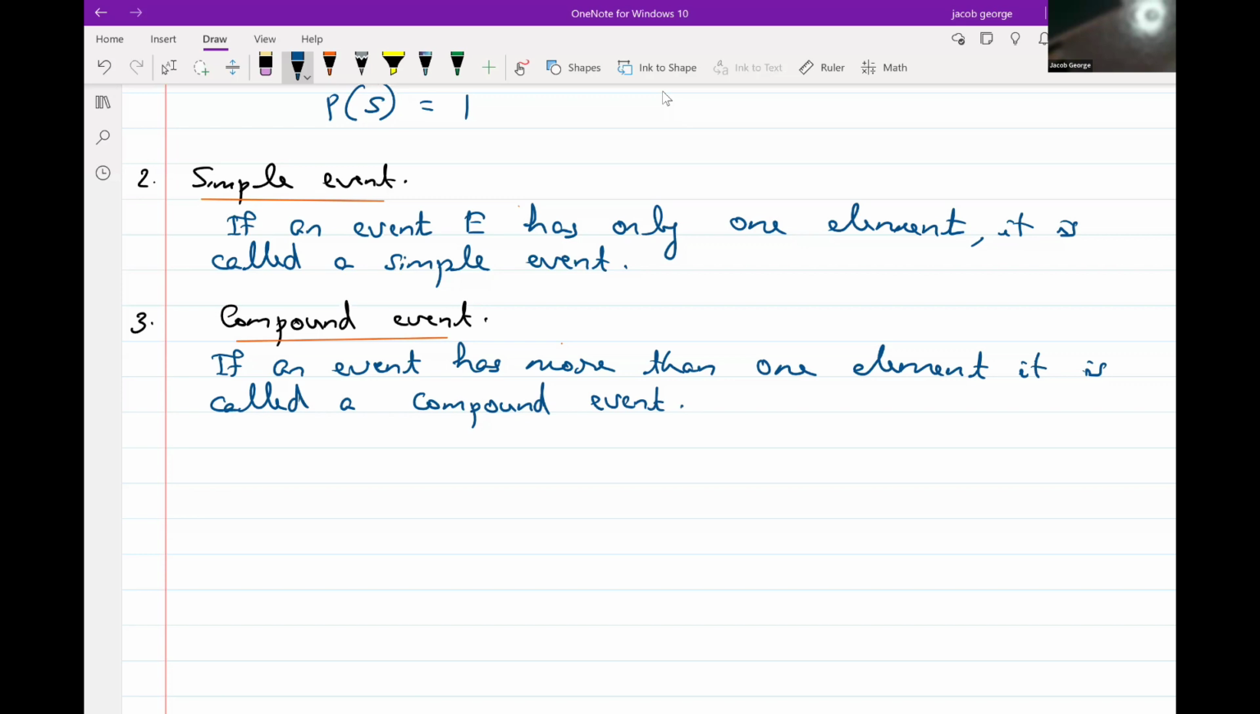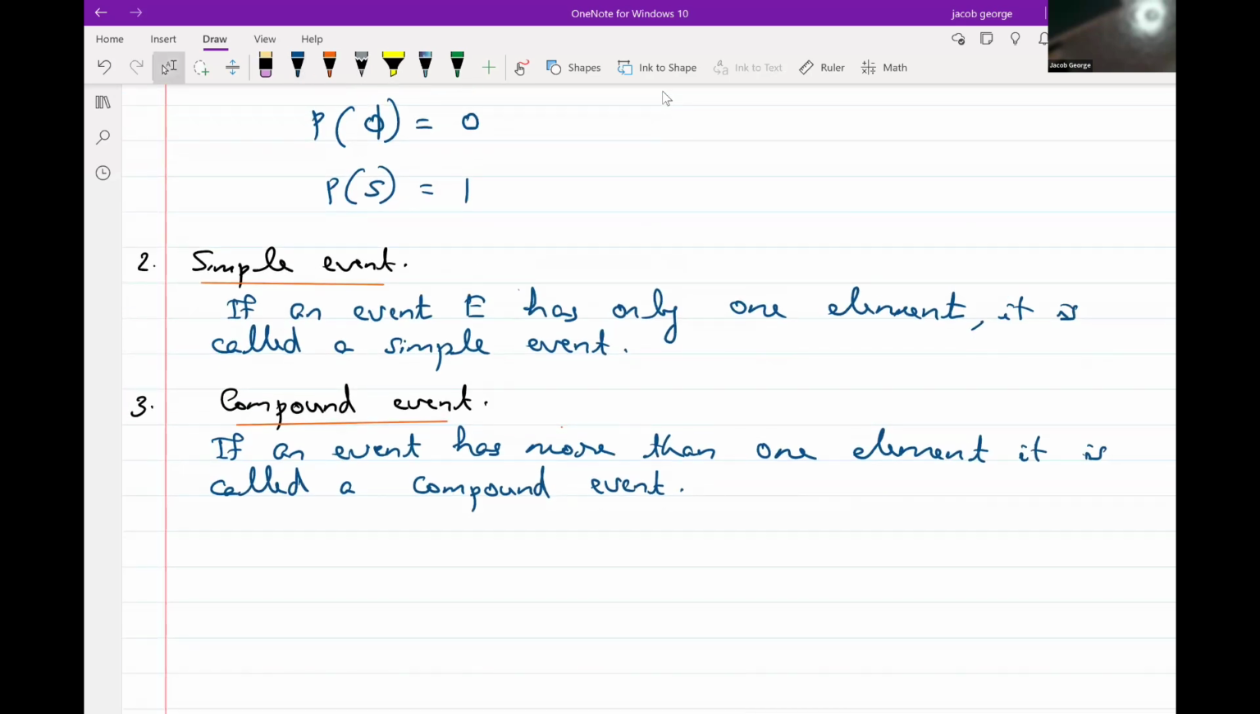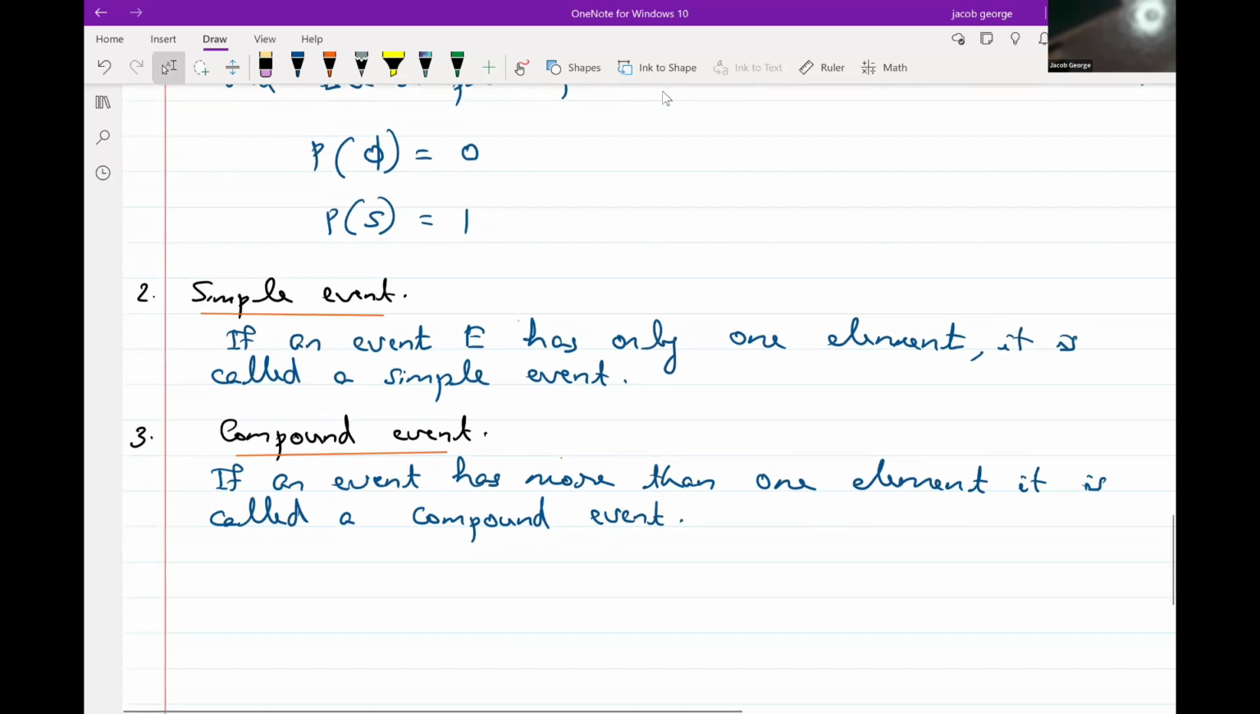So these are the types of events. If there is no element, it is an impossible event or null set. One element is a simple event. More than one element is a compound event. If the number of elements is equal to the number of elements in the sample space, it is a sure event.